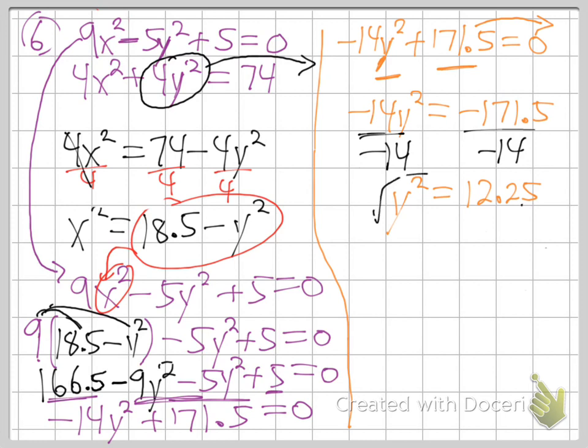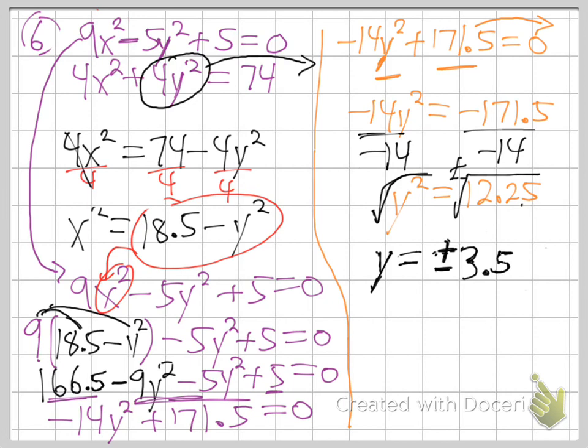So what do you do when you put a root on? Remember my dorky saying, up and down the ladder. So y equals plus or minus 3.5. So we got our two answers for y. Now you plug back and get your two answers for x.